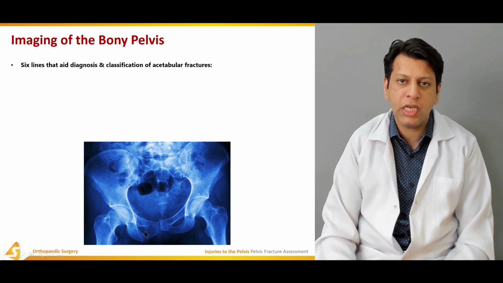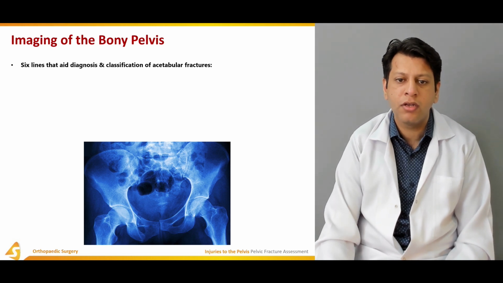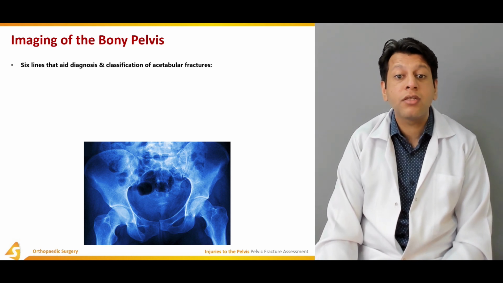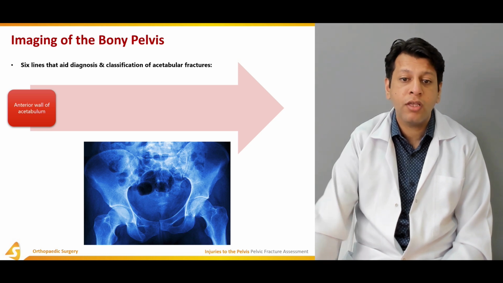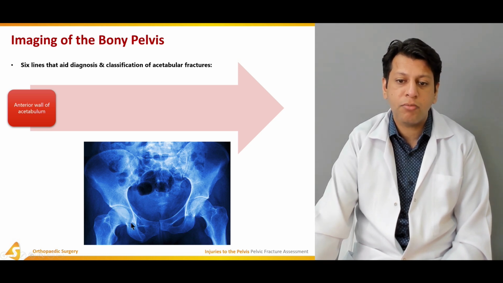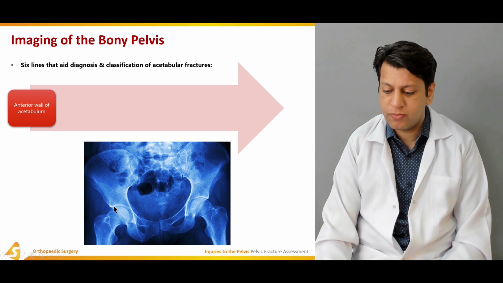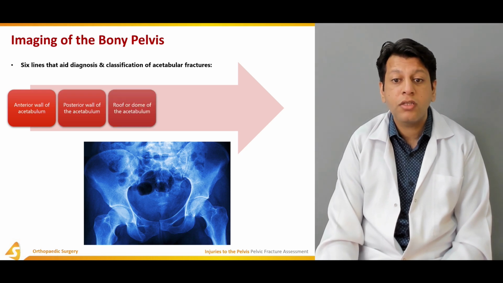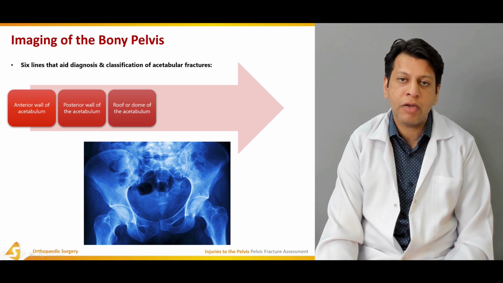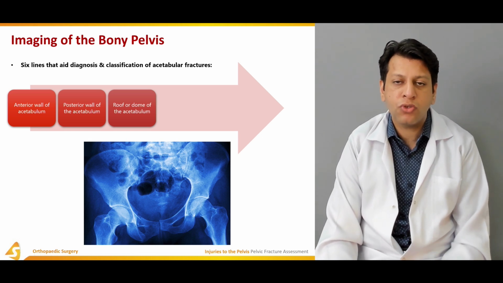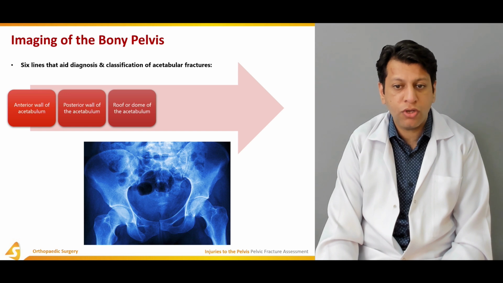This actually tells you whether it's a pelvic ring or acetabular fracture, and that is why they call a 6th line, which aids in diagnosis and classification of acetabular fractures. What are these 6 lines? First is the anterior wall of the acetabulum. If this is the acetabulum over here, this is the anterior wall, this is the posterior wall. Then there is the roof of the acetabulum, which we have to check indirectly by checking the continuity of the iliopectineal and ilioischial lines.